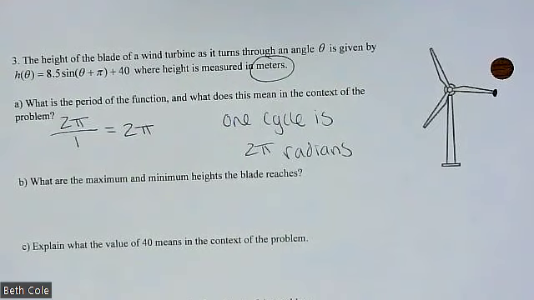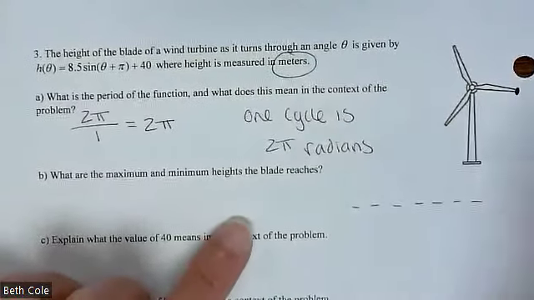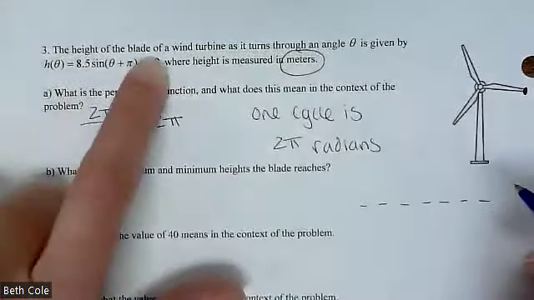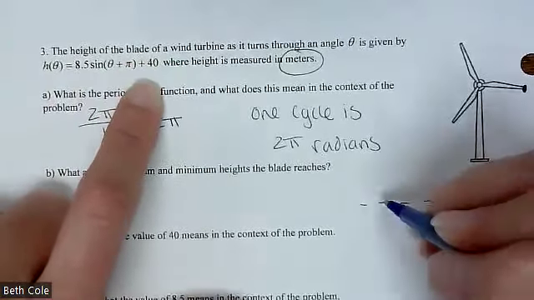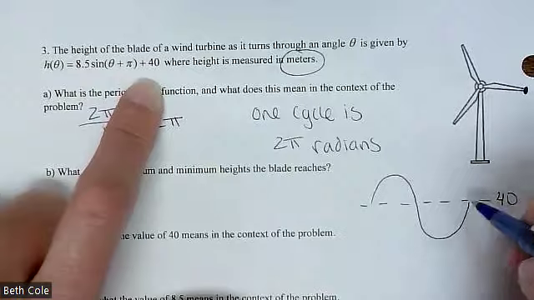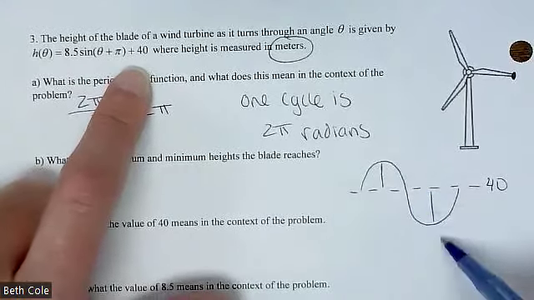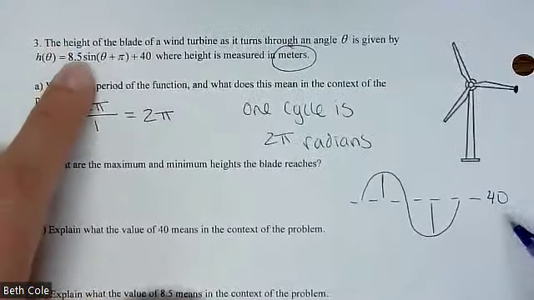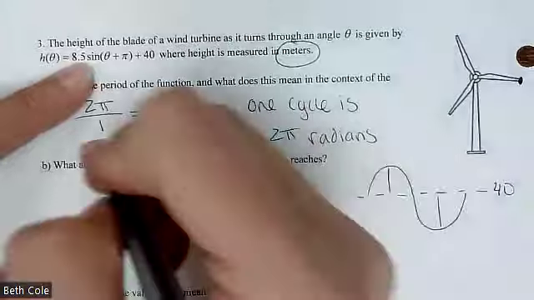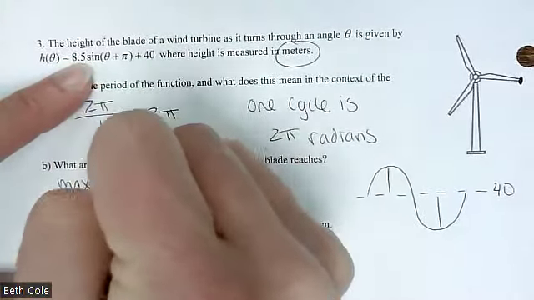So what are the maximum and minimum heights? Let's do the same thing we did in the other one. Draw your little center line. Look at your equation. What's your center? 40, good. I'm going to draw a little wave. And what are you going to add and subtract to get your high and low points? Do you see that 8.5 there? So if you add, what's your maximum? 48.5, I think it was meters, right?